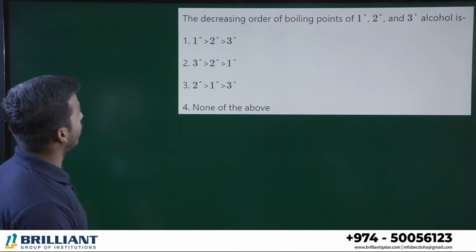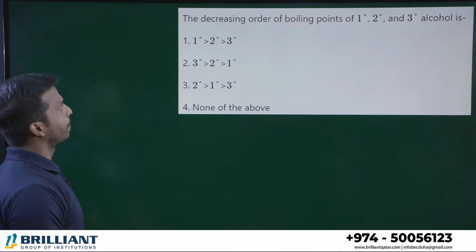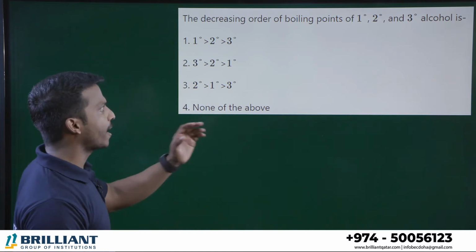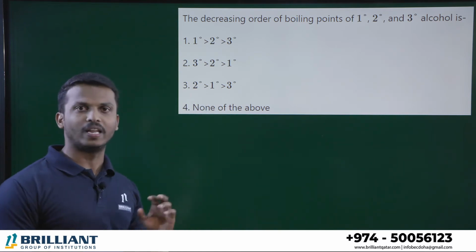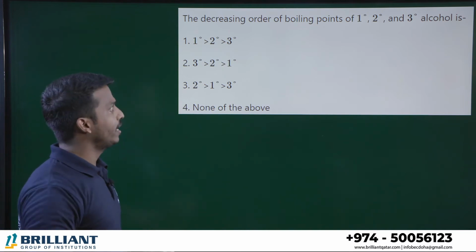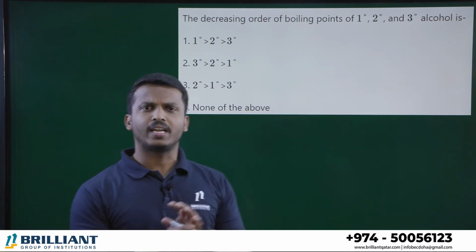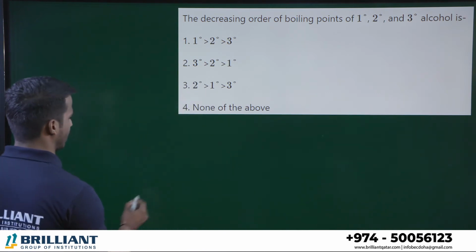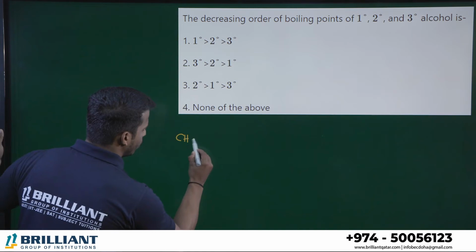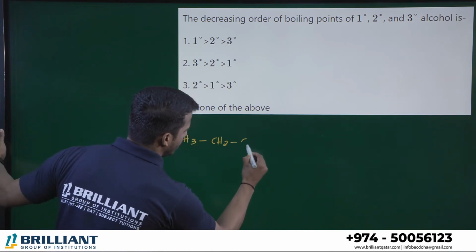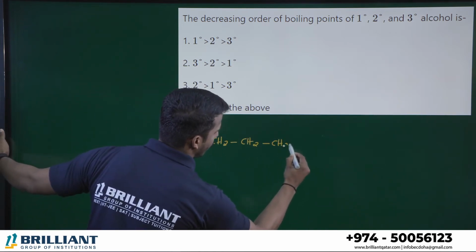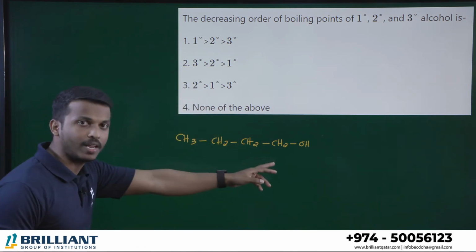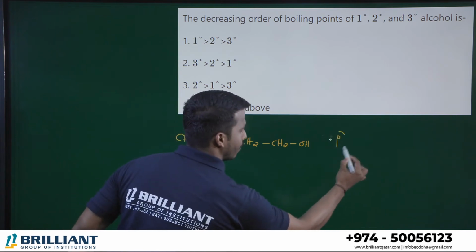Okay, next, we are discussing a general question: the decreasing order of boiling point of primary, secondary, tertiary alcohol. Here they didn't specify which primary, secondary, tertiary, so of course we have to consider an isomeric part. Let me give you the simplest example. I'm taking the compound CH3, CH2, CH2, CH2OH. What is the name of this compound? Butan-1-ol. It is a primary alcohol, right?